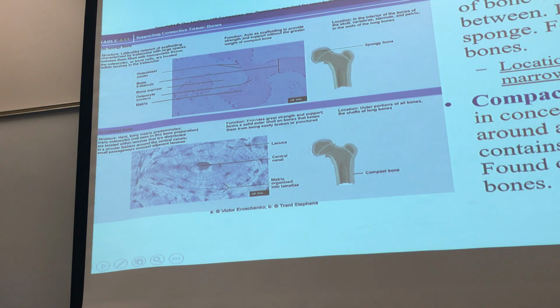We talked about the 2 different kinds of bones, spongy and compact. Spongy bone is found deep inside our long bones, at the ends of our long bones, and deep into our ilium, our hip bone as well. That's usually where they harvest the cells when we do a bone marrow biopsy or bone marrow transplant. We get the cells from the ilium, so it's deep in the hip.